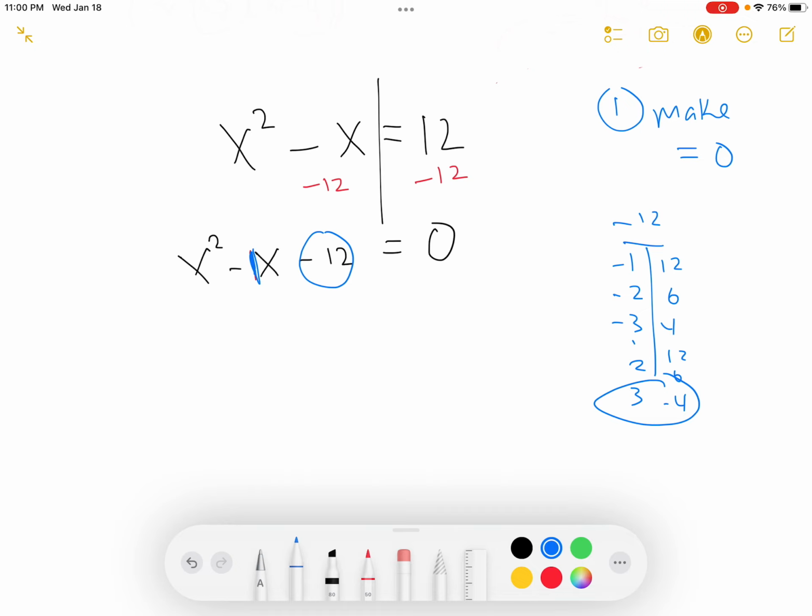Okay, so the first step was to make it equal to 0. The second step that we're doing right now is to factor. And I'm going to show you why factoring is so important. Here that's going to be x plus 3 times x minus 4 equals 0. Now, what good does that do us?